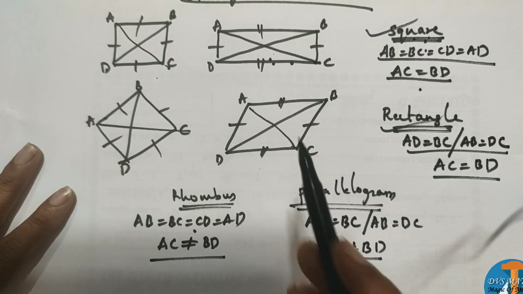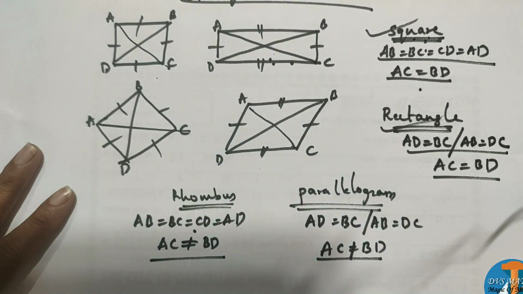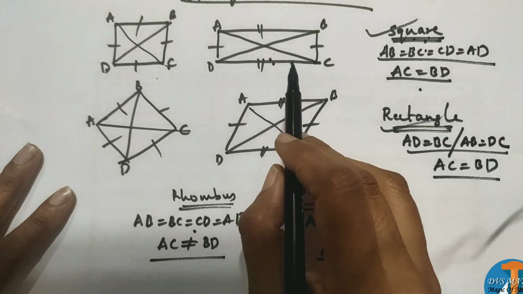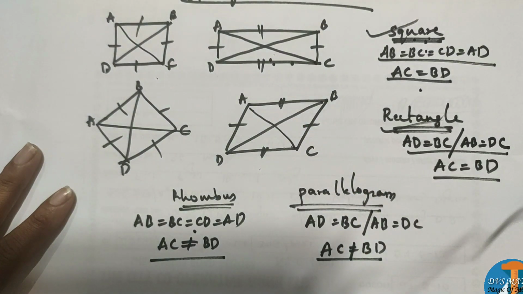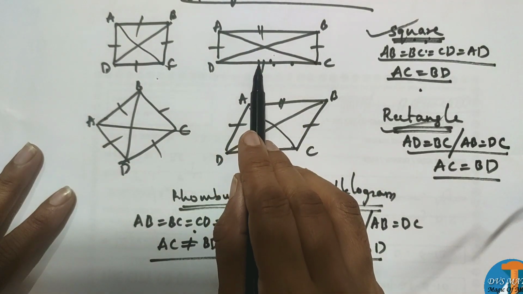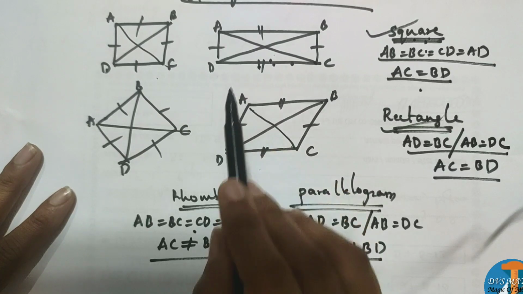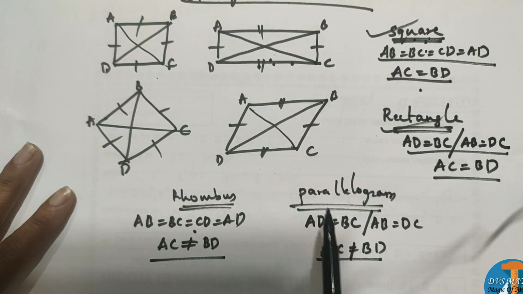Okay, then if opposite sides are equal, then you have two chances. One is rectangle, another one is parallelogram. Here also we have to check the diagonal. If diagonals are equal, then it is a rectangle. If diagonals are not equal, then it is a parallelogram.